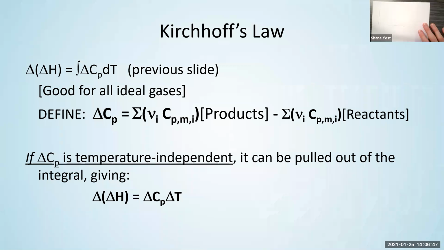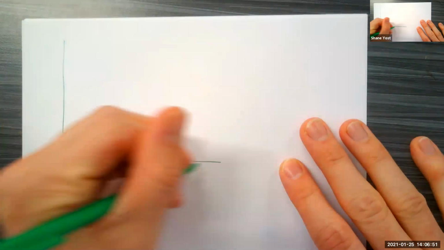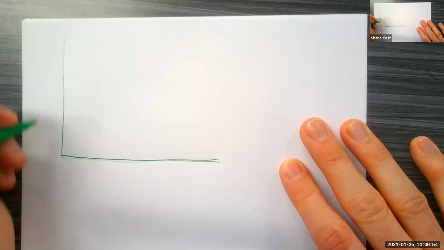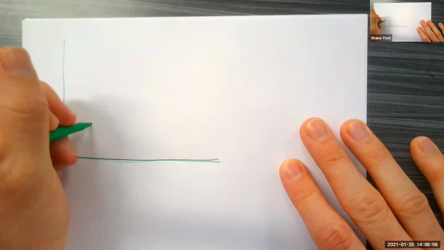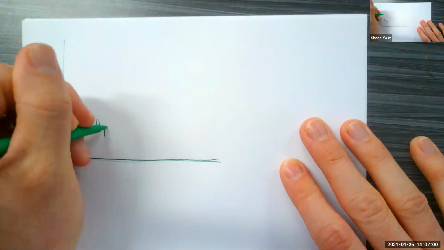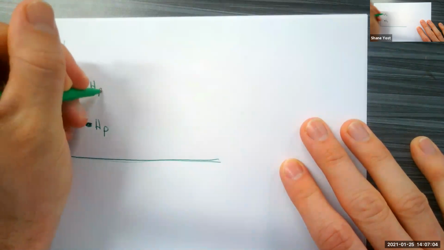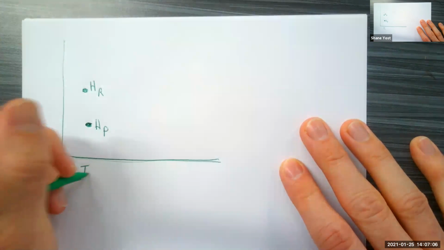If I imagine plotting, say I have the enthalpy of my products and the enthalpy of my reactants at some T1.